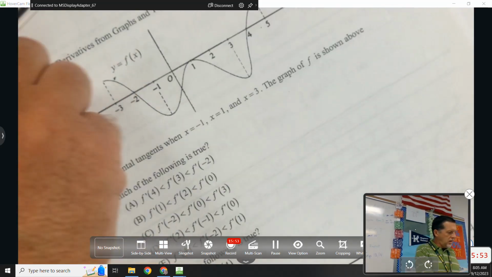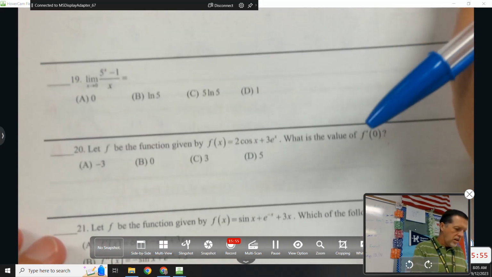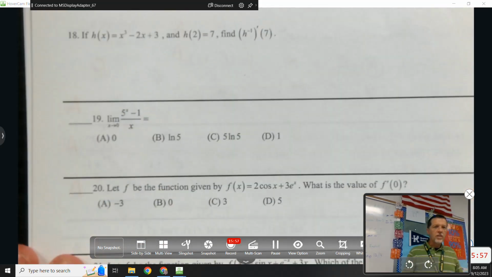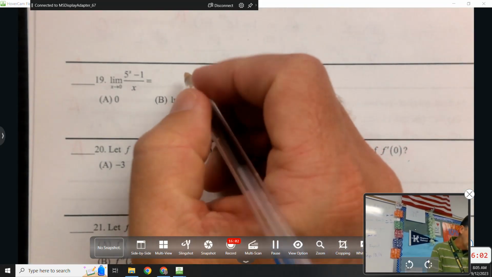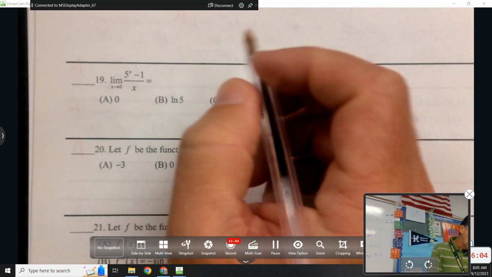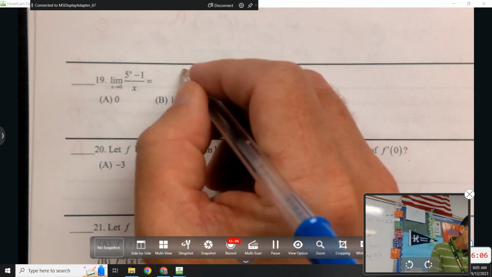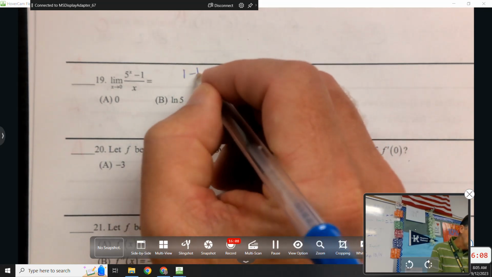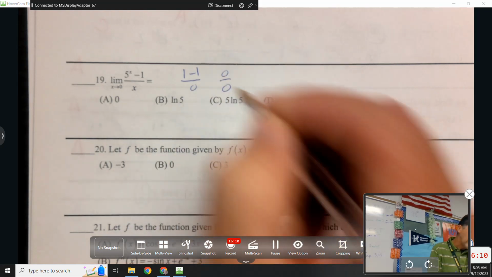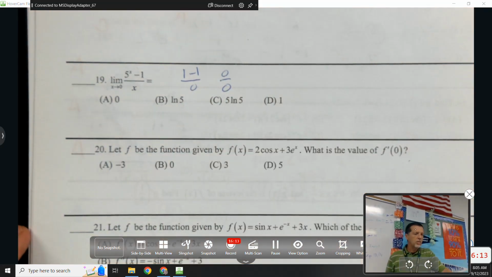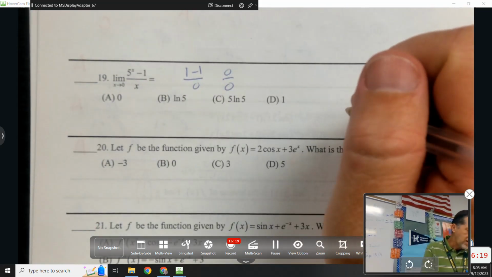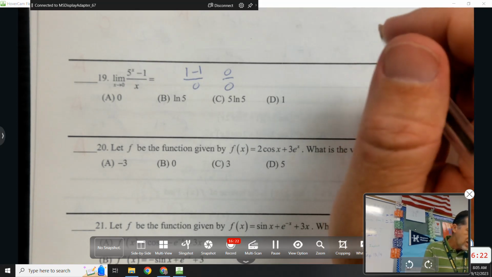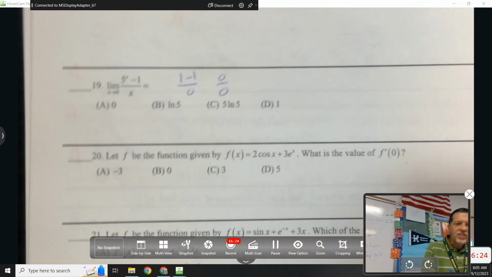Number 19. Limit as x approaches 0. Okay, if I plug in 0, I get 5 to the 0 is 1. 1 minus 1 over 0. That's 0 over 0. That doesn't work. So, what can I do? Can't factor out anything. I need to check and see.